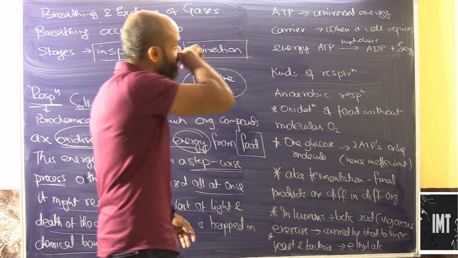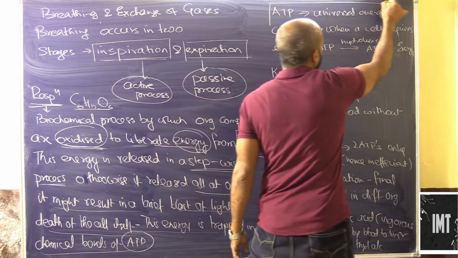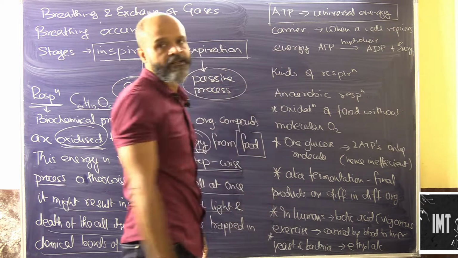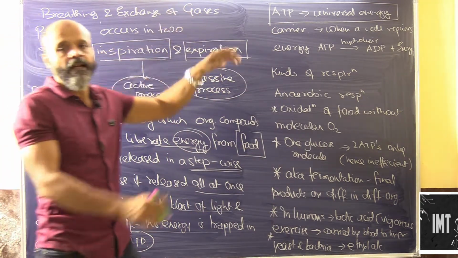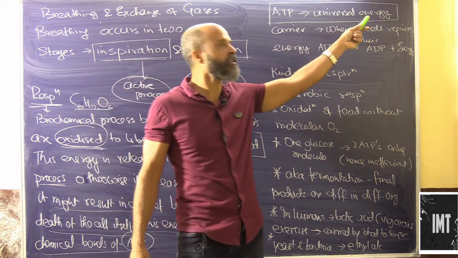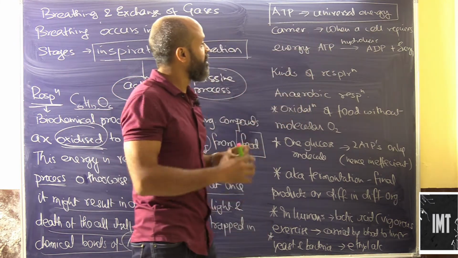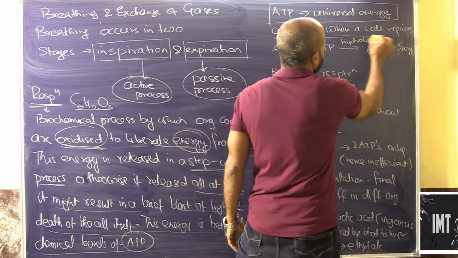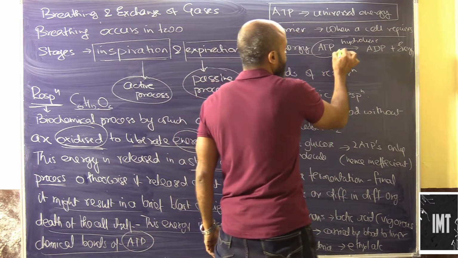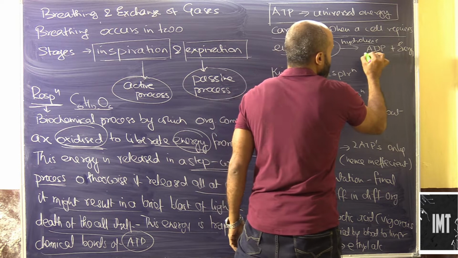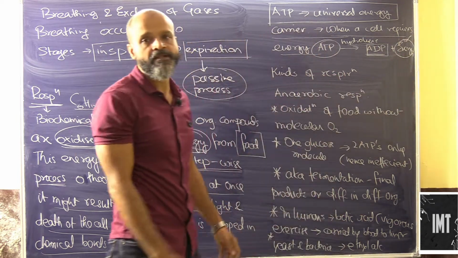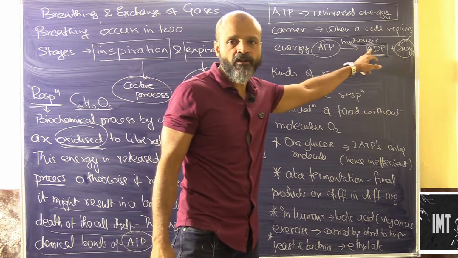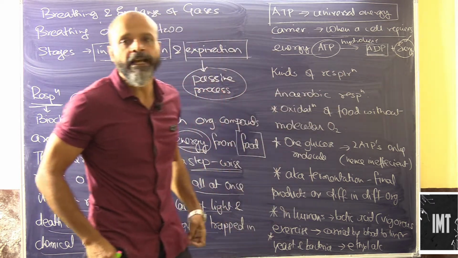So what happens? The ATP is basically called the universal energy currency. This is for all living organisms, and this ATP is basically universal energy currency, or a carrier. When a cell requires energy, the ATP undergoes hydrolysis to form ADP, and eventually energy is released.